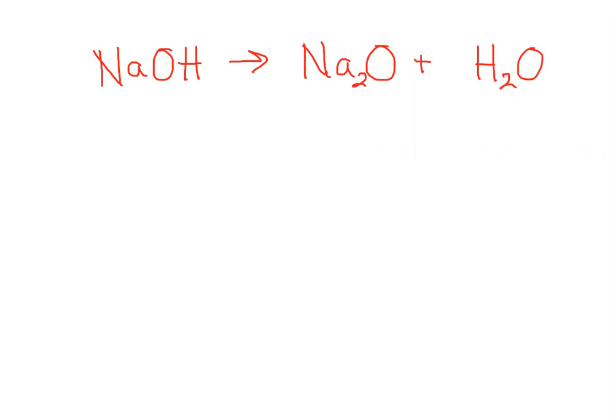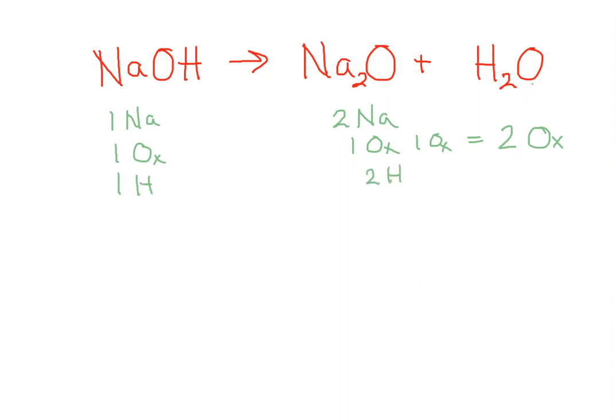On this side of the equation, we have 1 Na atom, and on this side, we have 2 Na atoms. On this side, we have 1 oxygen, and on this side, we have 1 oxygen here and 1 oxygen over here. So that equals, I'm going to put X's by those so you know they're oxygen. That gives us 2 oxygen. And on this side, we have 1 hydrogen, and on this side, we have 2 hydrogen. So we are not balanced. Our sodium is not balanced, our oxygens are not balanced, and our hydrogens are not balanced.